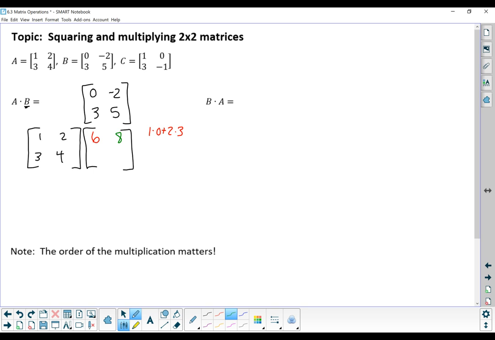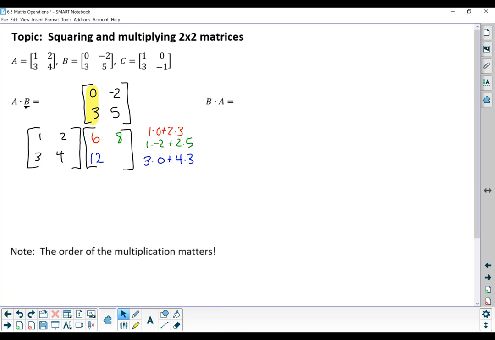That was an 8. Okay, and now we're going to switch to the second row, first column. So this gives us 3 times 0 plus 4 times 3. So that's 12.